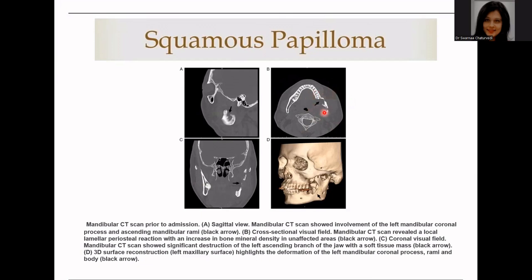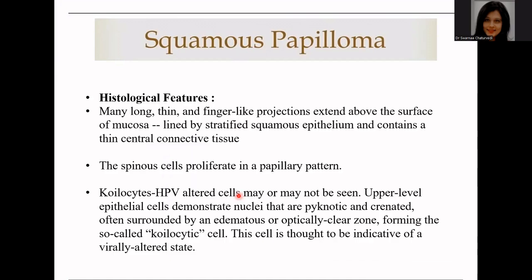Destructive involvement of the ramus portion was seen, and in its coronal section, the left ascending branch of the jaw with a soft tissue mass and its destruction was appreciated. If we look at the histological features, other than the finger-like projections lined by stratified squamous epithelium, we also saw proliferating spinous cells, and koilocytes, HPV-altered cells, were there.